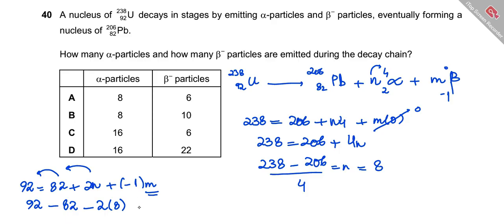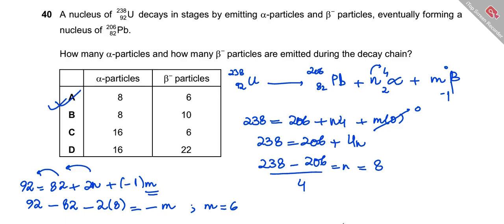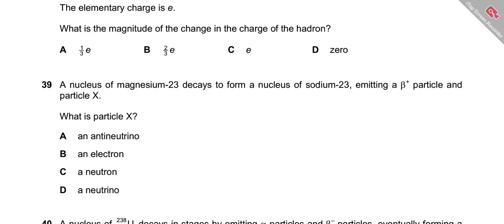And this is minus m. And 92 minus 82 gives us 10. Then we have 2 into 8, that is 16. This gives us minus 6, which, with the minus sign on both sides cancelled, gives m equal to 6. So the correct answer should be option A.